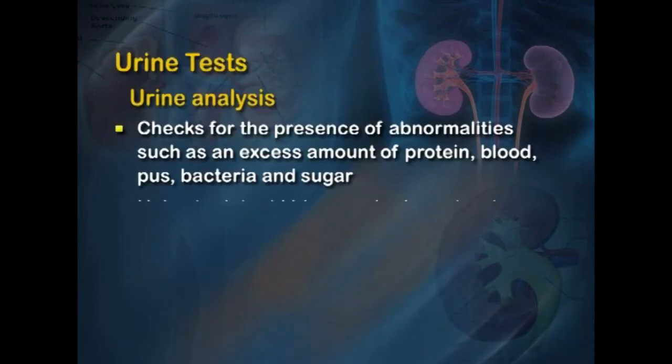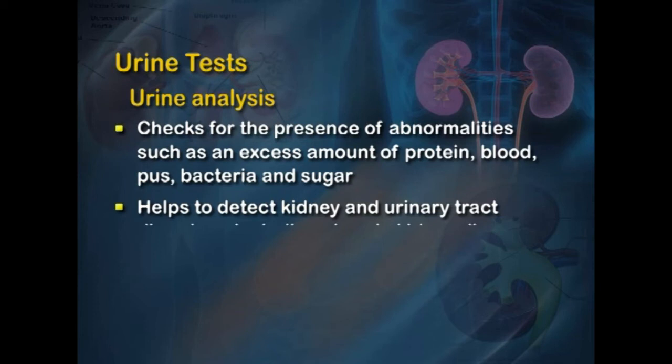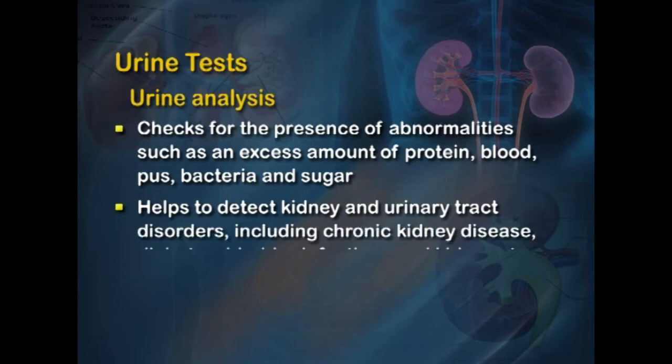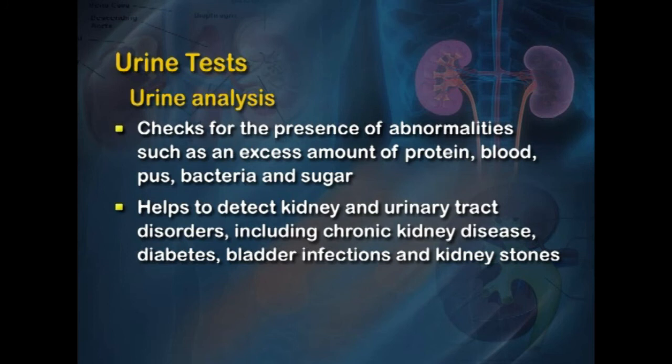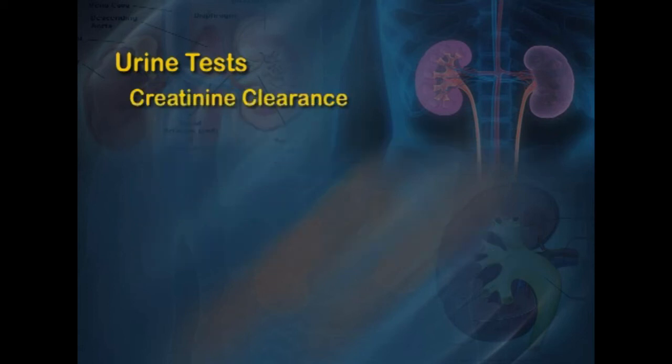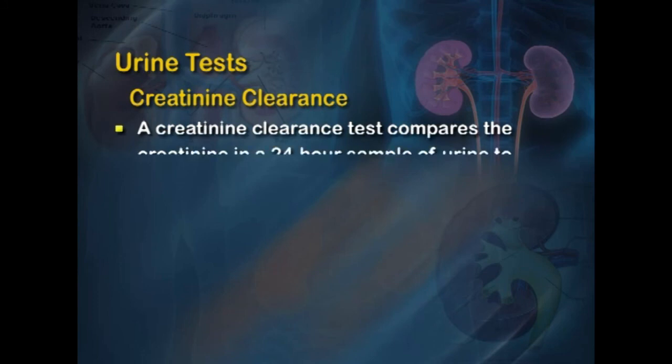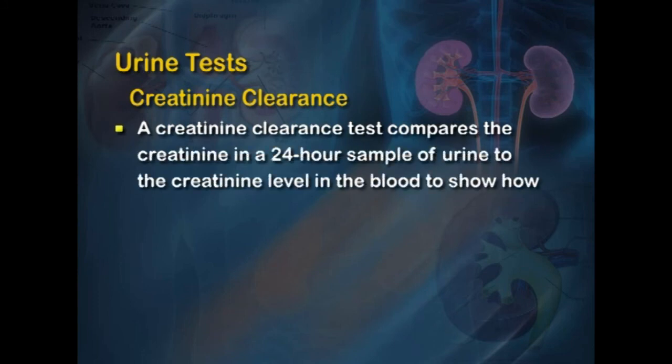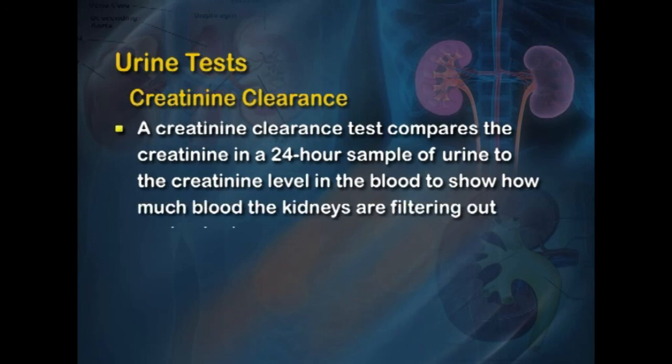Similarly, presence of protein or blood implies that the filtration function of the kidneys is getting altered. Now this urine test then helps to detect kidney and urinary tract disorders including CKD, the chronic kidney disease, diabetes, particularly when sugar is shown in urine, bladder infections and kidney stones. Creatinine clearance. A creatinine clearance test compares the creatinine in a 24-hour urine sample and it shows parallelly the creatinine levels in the blood, and this tells how efficiently the blood is able to filter the creatinine.